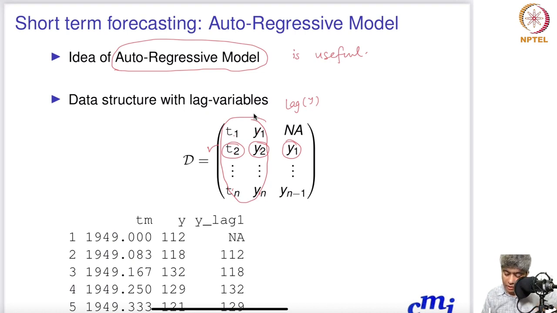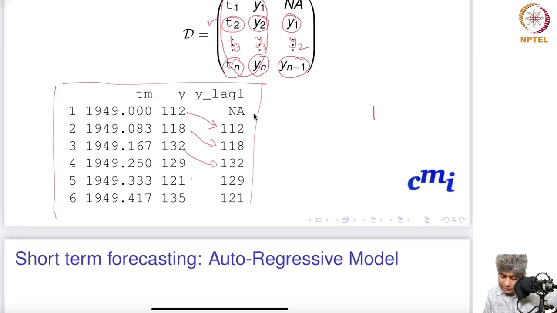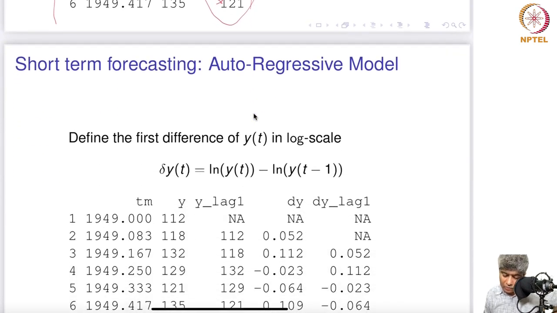So that is Y1. Similarly, if you have a T3, Y3, what will be the lag variable? Y2. So at the end, Tn, Yn, the lag variable is Yn minus 1. So you create a lag variable. In the data set also we created a lag variable. So just by placing in this way, we created a lag variable, and our plan is to essentially take the differences of the lag variable.